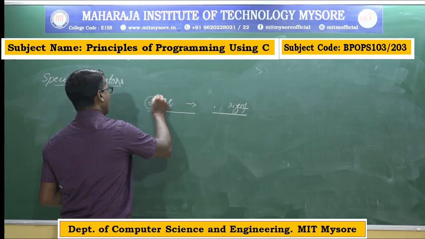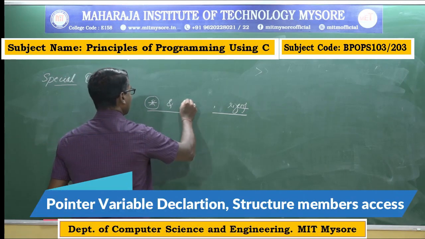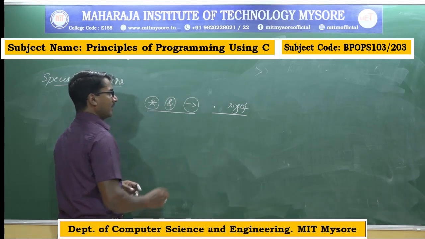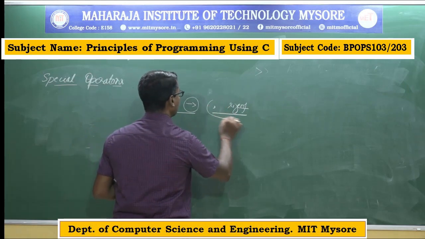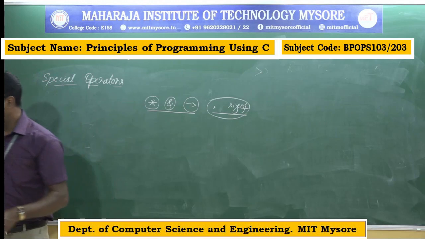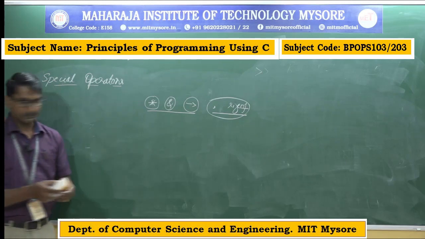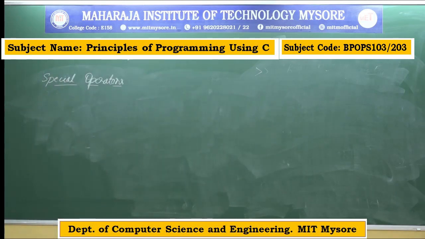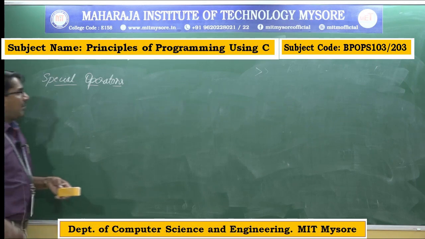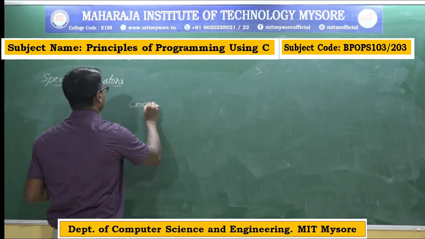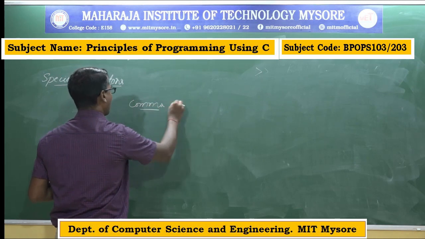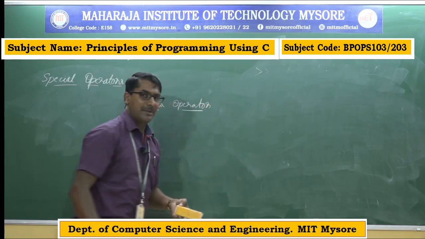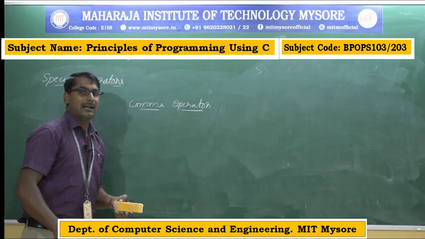This is used for pointer variable declaration. This is a structure pointer variable. This is the address operator. Now in this session we discuss these two operators in detail, the comma operator and the sizeof operator. First, the comma operator.